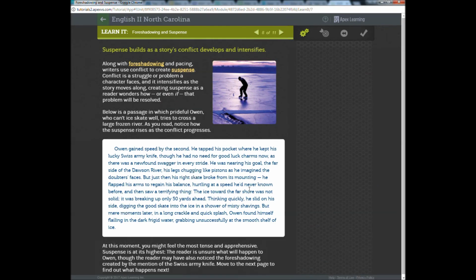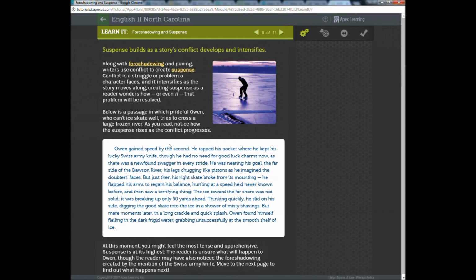All right. So remember, with suspense, the suspense builds as the story's conflict develops and intensifies. So now the author is using the plot of the story to also intensify the suspense. So below is a passage in which prideful Owen, who doesn't skate very well, tries to cross a large frozen river. That's already foreshadowing right off the gate. But notice how the suspense rises as the conflict through the plot progresses.